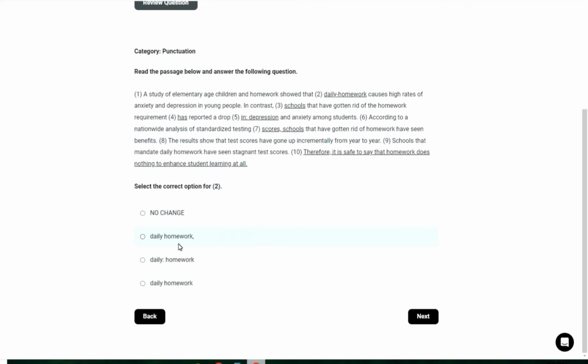B, show that daily homework, comma, causes high rates of anxiety and depression in young people. Okay, I like that they have daily and homework separated. That seems like the better answer. But having the comma, it has this odd break in the middle of the sentence. Let's read it again. Show that daily homework causes high rates of anxiety. It doesn't really make sense. It should be a full straight-on sentence. Hint, hint, just kind of a wink there, that should help you out.